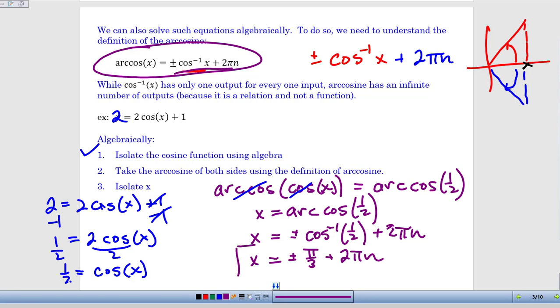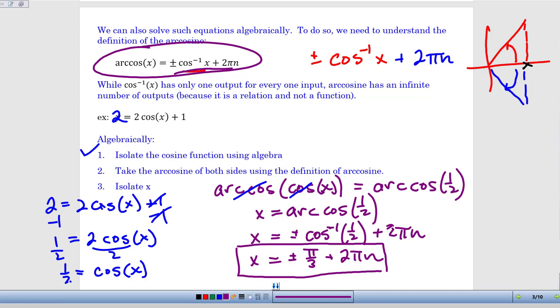And so this is what we refer to as our infinite solution set. That is all the angles. Pi over 3 plus multiples of 2 pi and negative pi over 3 plus multiples of 2 pi is our infinite set of answers, infinite set of angles that have that cosine ratio.